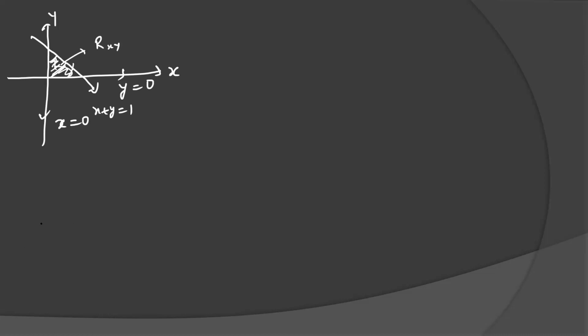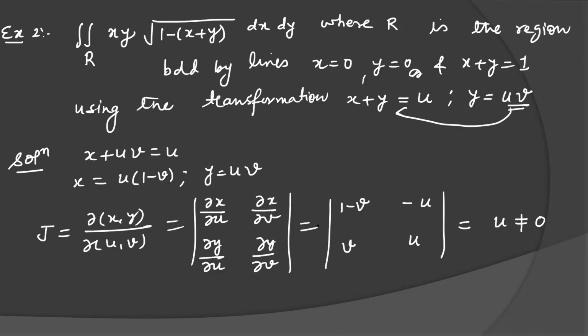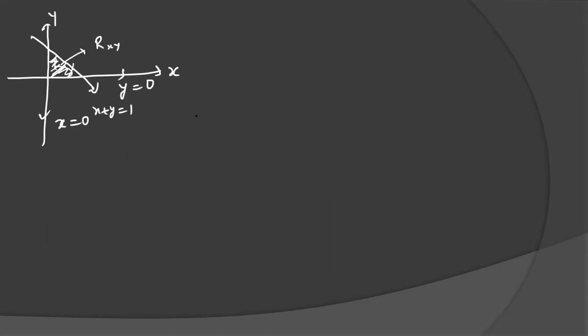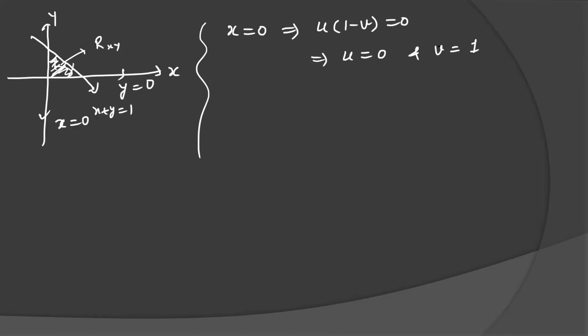Now you want the region in the uv plane. Remember my point? If you have any vertex, then you will get a vertex in the uv plane. But if you have any line in the xy plane, you will get an entire line in the uv plane also. So the first line I am taking in the xy plane is x equal to 0. And what is your x in the uv plane? u into (1 minus v) equal to 0. So it will give you the u equal to 0 line and the v equal to 1 line. These are not vertices, these are lines, because this is a line. So a line will transform to a line only.